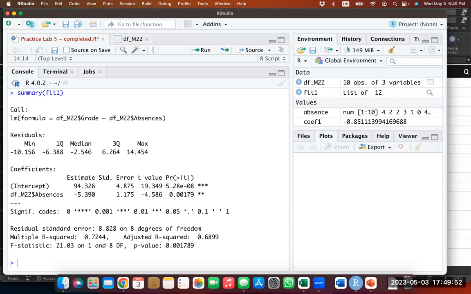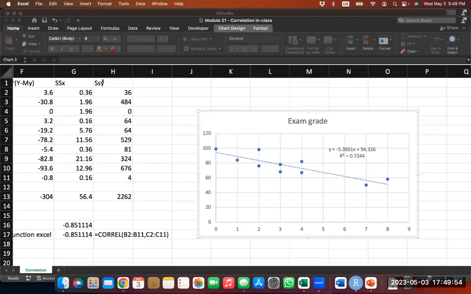Then we have an R squared, which we know how to calculate, and we know this from the earlier chapter.